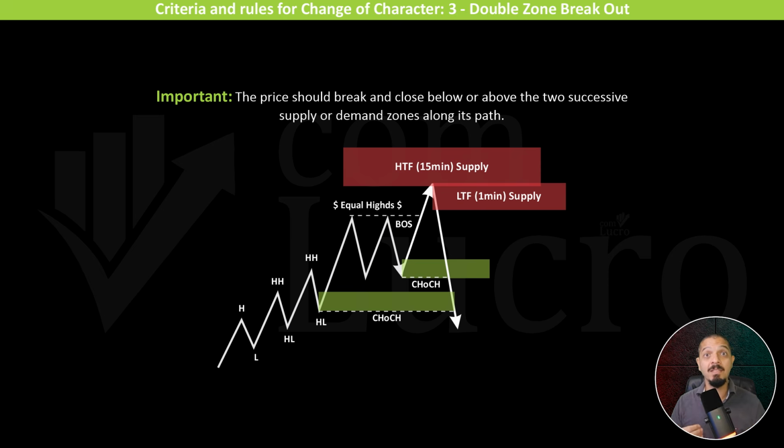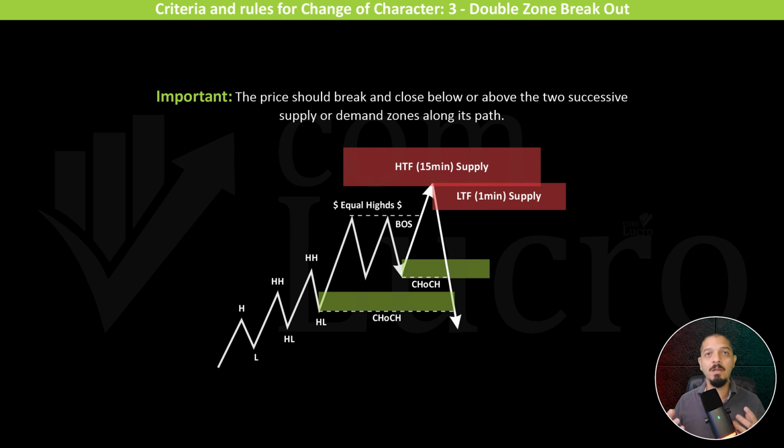Now, let's proceed to the next criterion, which is the double zone breakout. For a change of character pattern to be more effective with a higher chance of success, the price should break and close below or above two successive supply or demand zones along its path. For example, in this scenario, if the price breaks through this demand zone, we have a double zone breakout because the price breaks out of two successive demand zones with a bearish single leg movement. This pattern will be a strong confluence and confirmation for entering the market by opening short or long positions, depending on the bearish or bullish order flow.